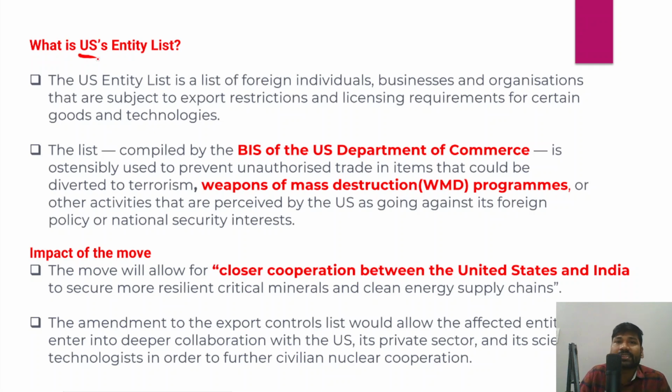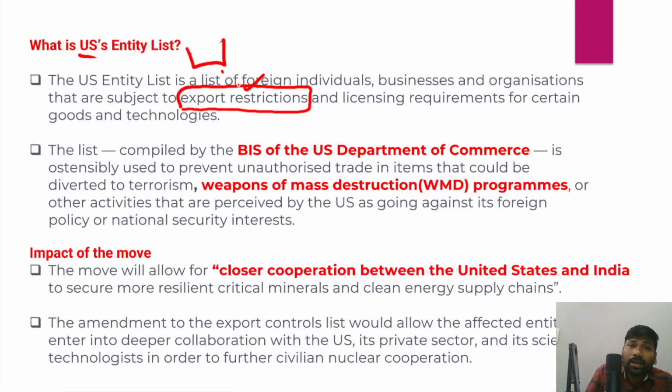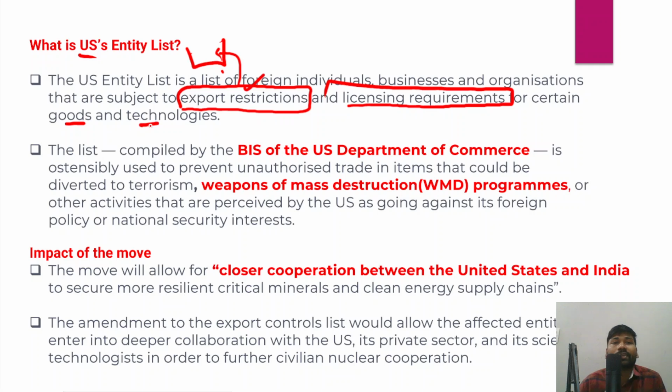The US entity list is a list essentially consisting of foreign individuals, businesses, organizations, and all these entities which are part of a particular list, and that are subject to export restrictions, right? Those individuals, businesses, and organizations are subjected to export restrictions if they are part of this particular entity list of the US, and they also require certain licenses for export of certain goods and technologies.